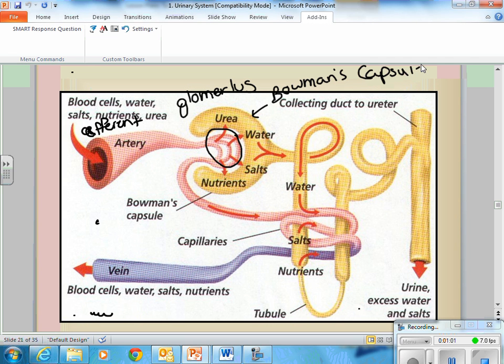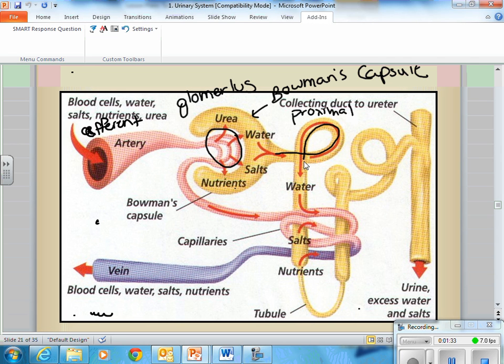And what happens is when this afferent artery delivers blood, it's under a really high pressure here, and it forces all of these waste products into the Bowman's capsule. So things like nutrients, that could be glucose, other things like this, salts, water, urea, all gets flushed into this Bowman's capsule. Then it travels through this first part of this tubule, which is called the proximal tubule, which makes sense because it's in close proximity to the Bowman's capsule.